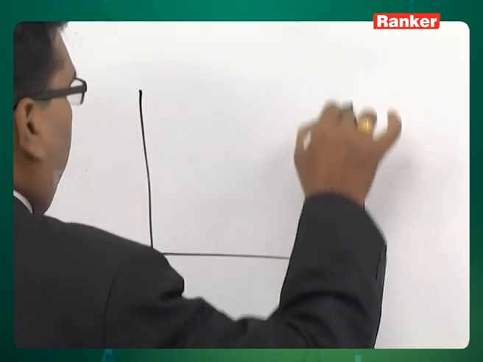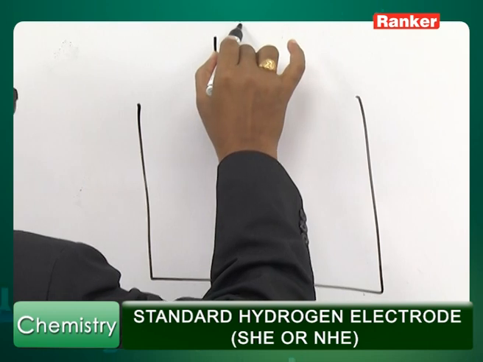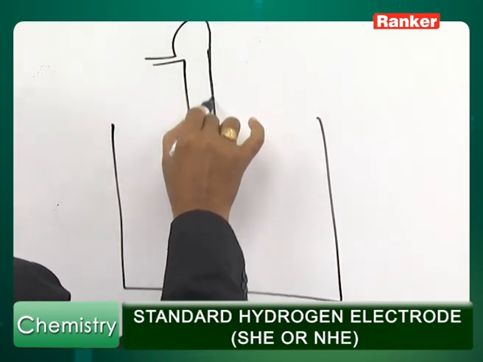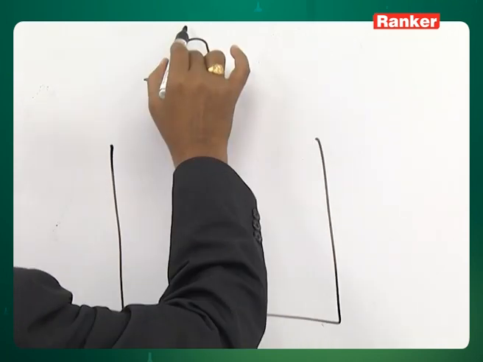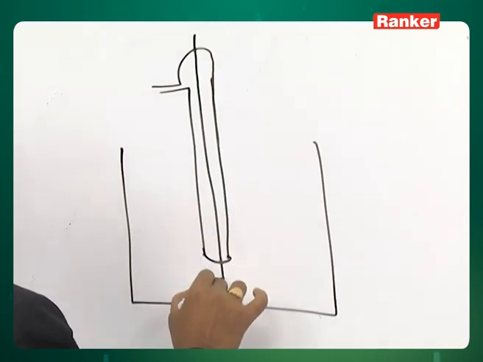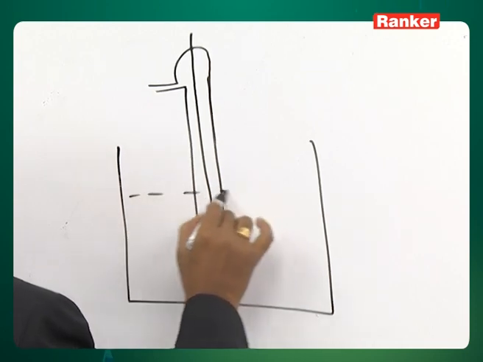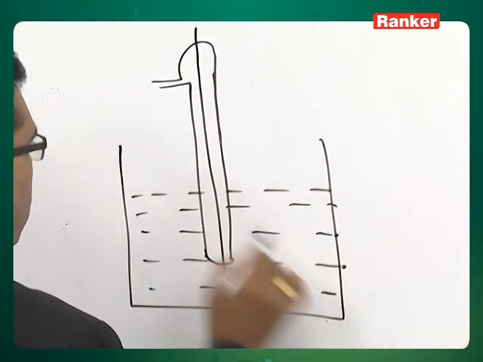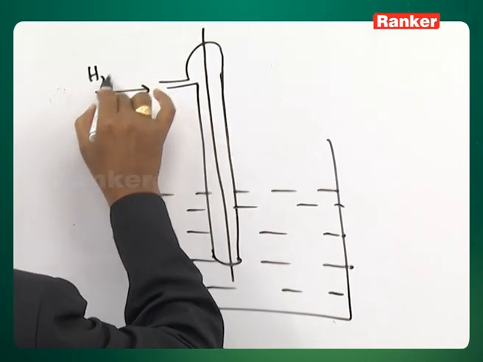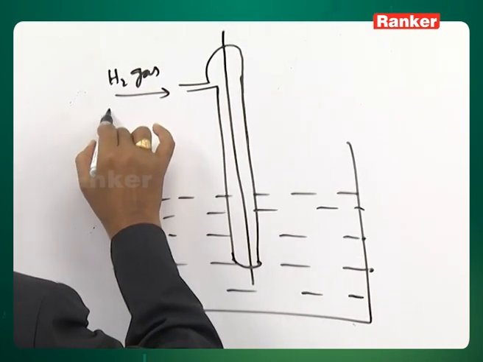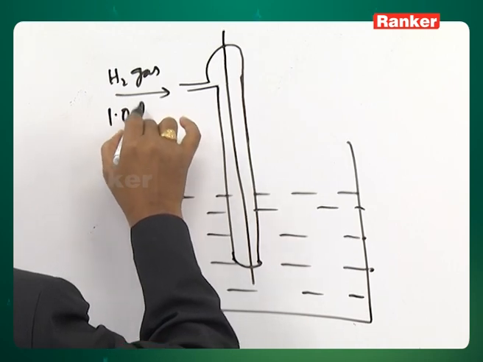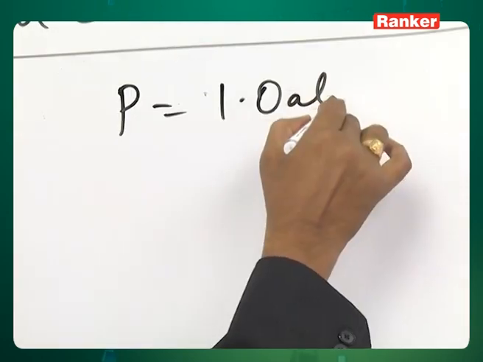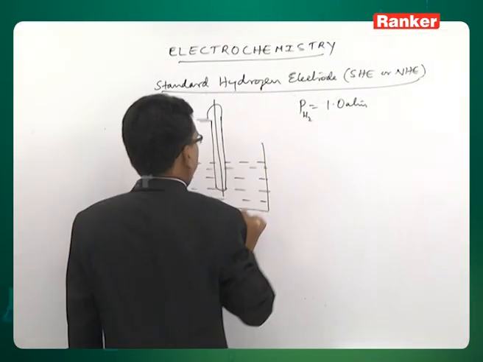The hydrogen gas is taken in a glass tube. A platinum wire is inserted into it, and here it is dipped in. Here hydrogen gas is filled into this at a pressure of 1 atmosphere. The pressure of hydrogen gas is 1 atmosphere.